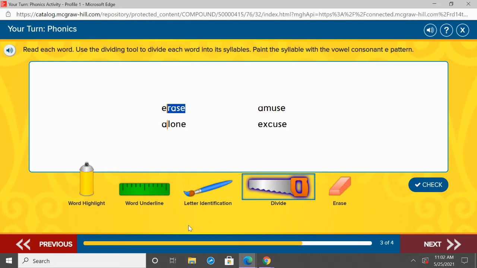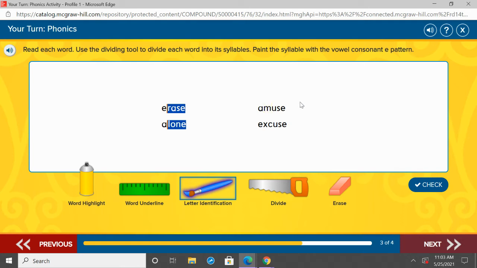So now we have to find which one has our consonant, vowel, consonant, E syllable pattern. Which syllable has that pattern? So is it the A or is it L-O-N-E? Go ahead and point to which one you think has that pattern that we've been practicing. So you should have pointed to L-O-N-E. Consonant, vowel, consonant, E. The E is going to make the O long, say its name, and that E will be silent. Alone. Nice job.